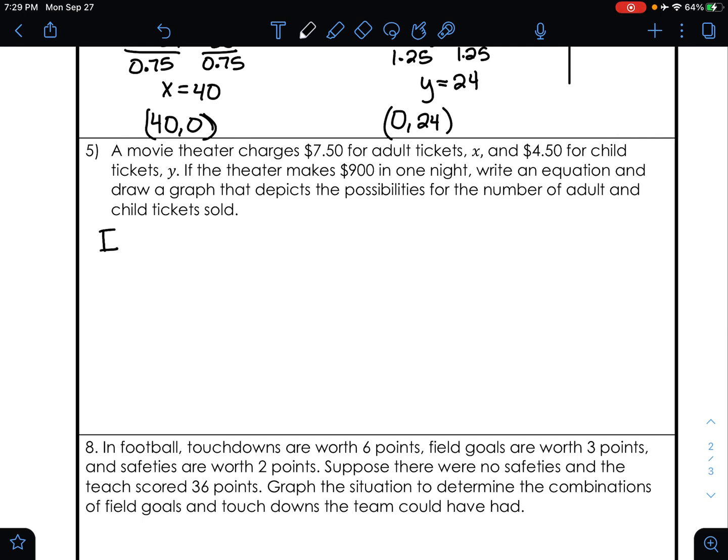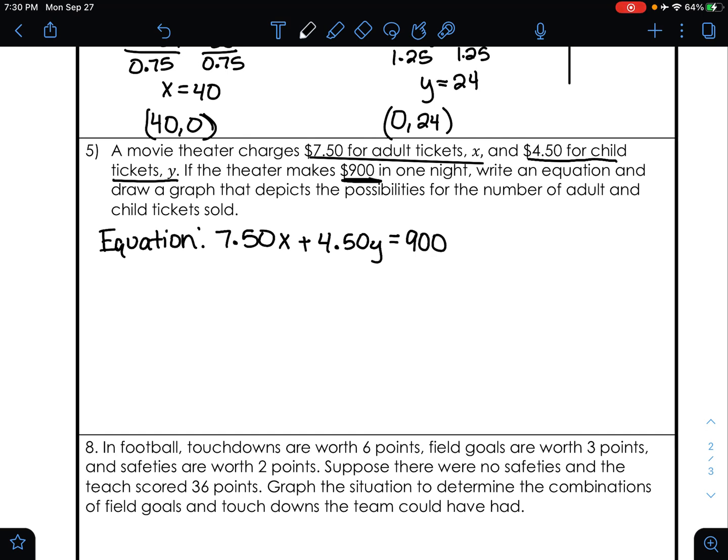So, my equation would look something like 750x plus 450y for the children's tickets equals the total amount that they made, which was $900 in one night.